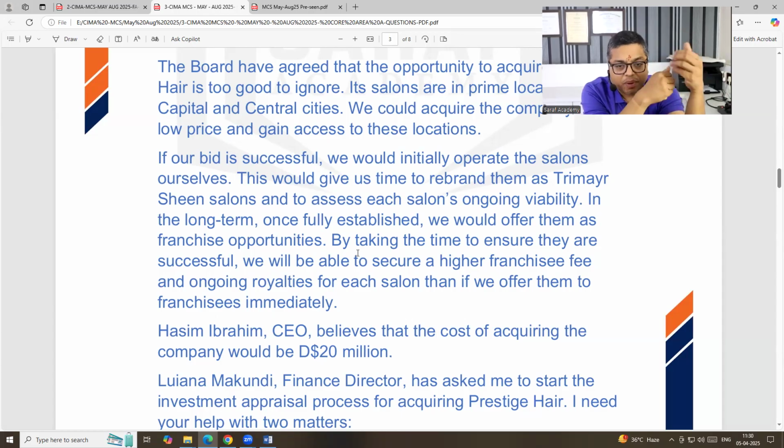When it is successful by running ourselves, then we will be able to collect a very good franchisee fee and ongoing royalties for each salon. If we offer franchisee now, we get less fees, less royalty. But when it is successful, then we will be able to get very good revenue. What a lovely opportunity.